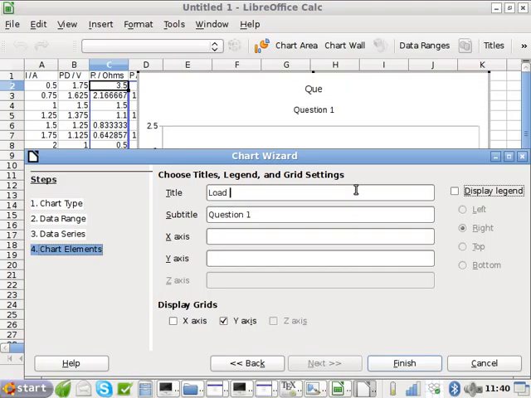Load power against load resistance. The x-axis is resistance in ohms, and the y-axis is power in watts.